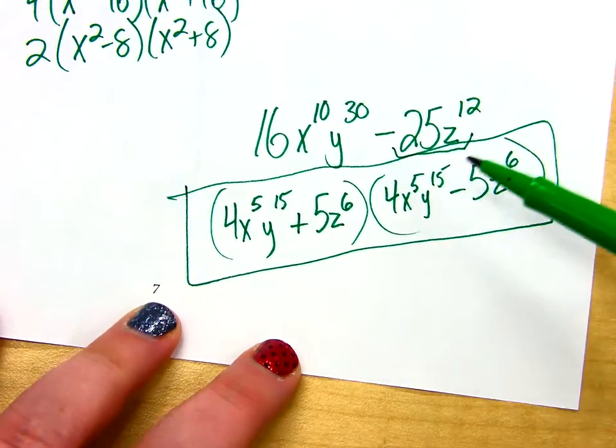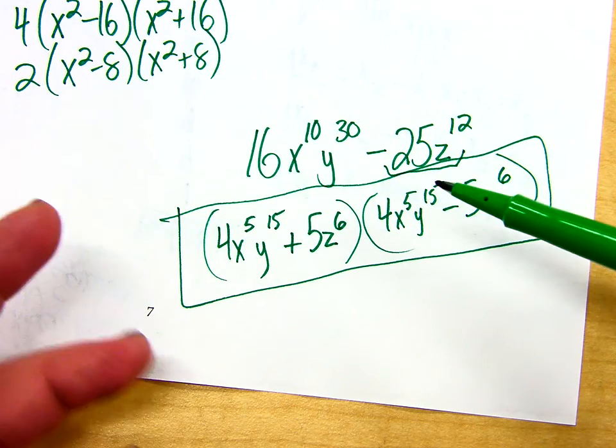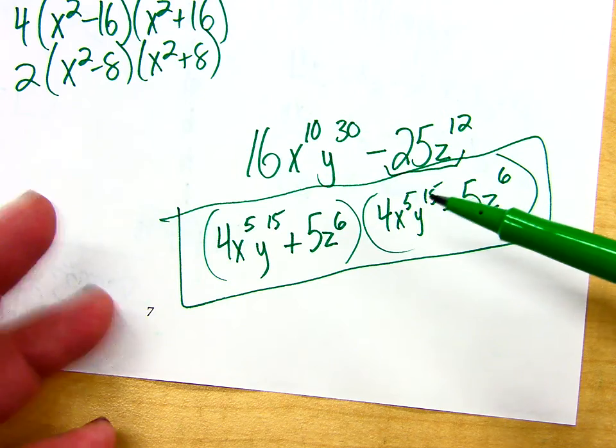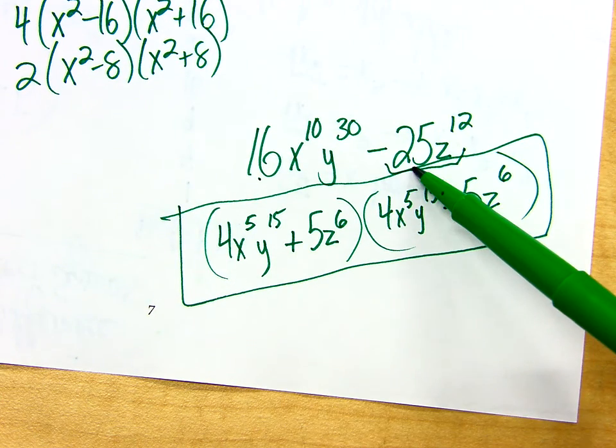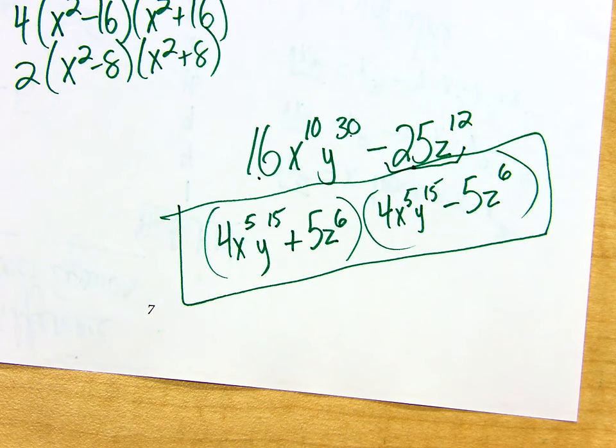But do you see how bad it looked in the beginning? But then once you do it, it's really not so bad. Right? You just take the square root of the numbers, and you just take half the exponents. Half the exponents is the square root of the exponents. Any questions on the difference of two perfect squares? No? Alrighty.